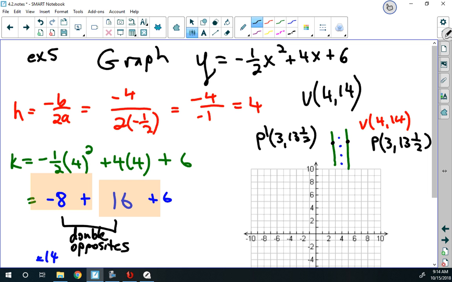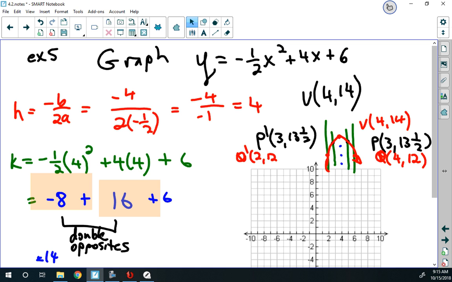When I go over 2 units, I would normally go down 4, but I go down half as much. So if I went over 2, I would go down 2, I guess. Over 2 and down 2. So let's see, over 2 and down 1, 2 would put me there and there. So that's going to be the point 412. Actually, the point Q and Q's image at 212. And that's it.